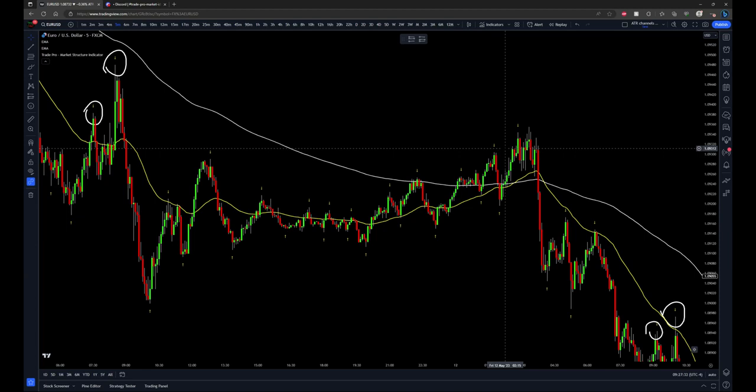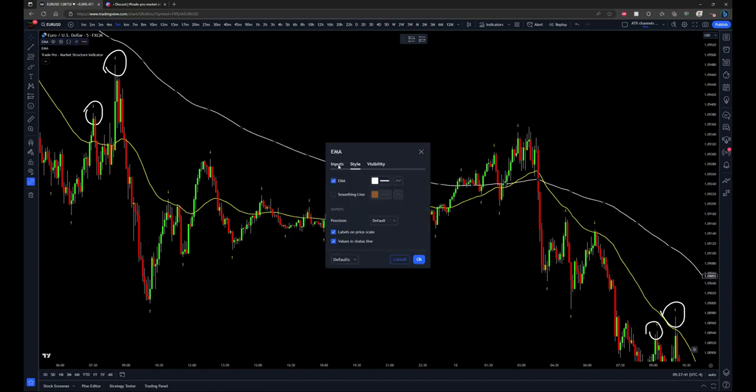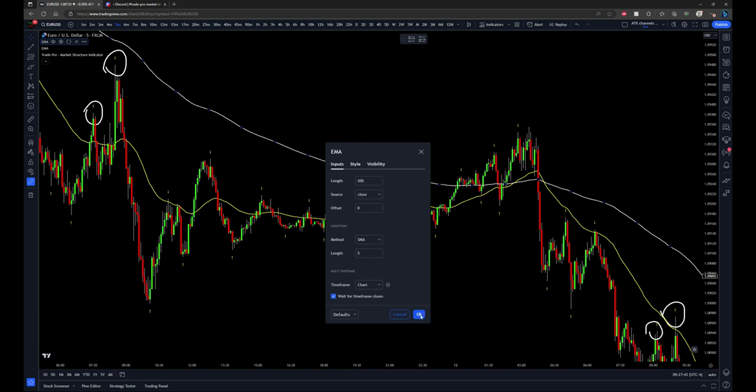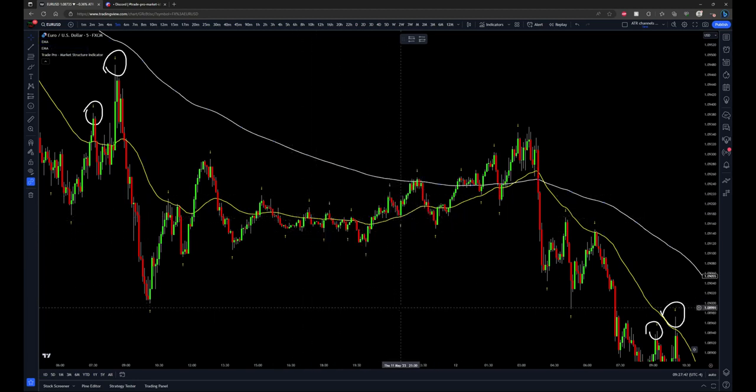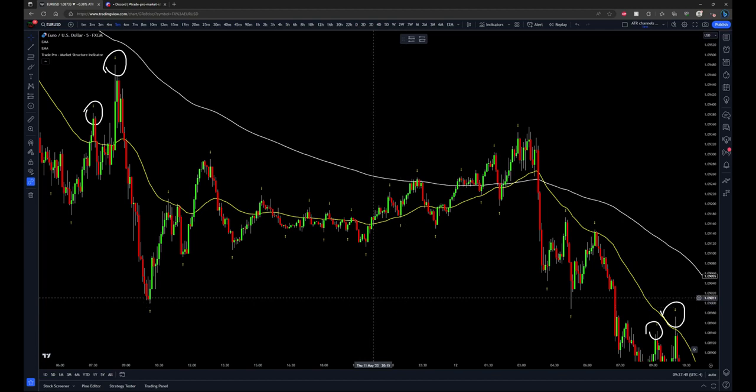I'm on a 5-minute time frame, euro against the US dollar here, and I have a 200 period and a 50 period exponential moving average. So you can see the settings in here, and this is just a 5-minute 200 period EMA, 5-minute 50 period EMA for trend direction. Okay, so that's going to conclude it for this video.